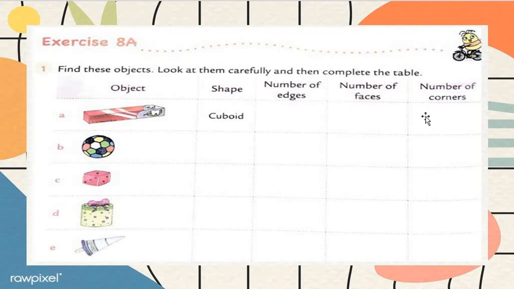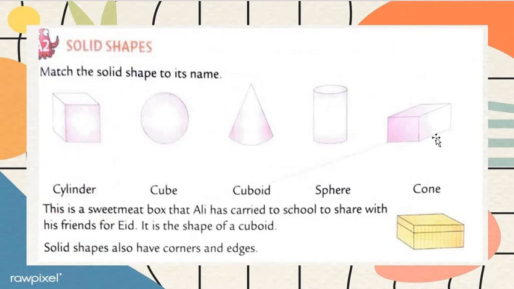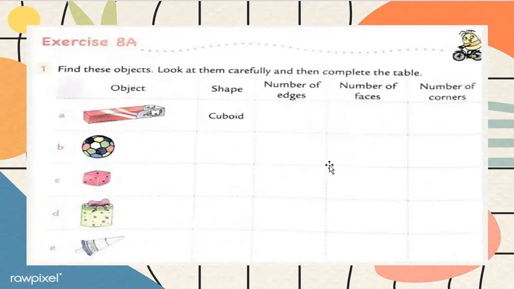How many corners does a cuboid have? Let's check here: 1, 2, 3, 4, 5, 6, 7 and 8. See the shape of the cuboid. 1, 2, 3, 4, 5, 6, 7 and 8. Got my point, my dear students? So here we write the first shape, then 12 edges, 6 faces and 8 corners. Then, my dear students, we move on to the next shape.